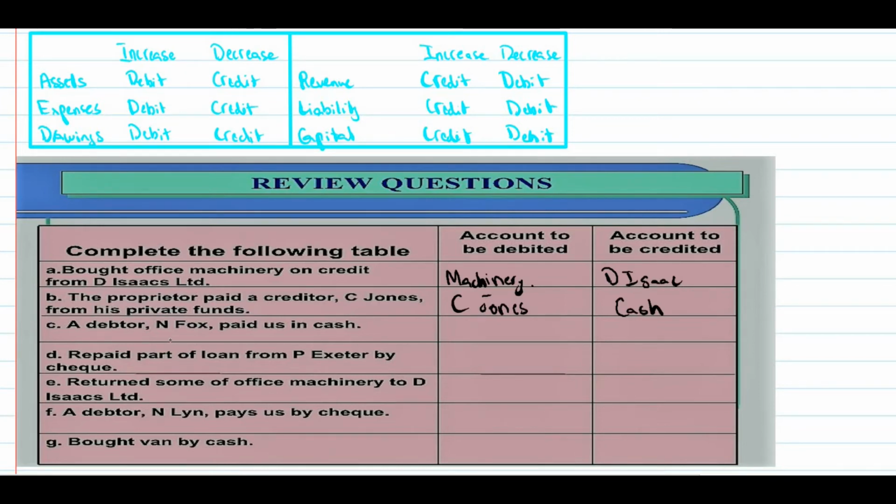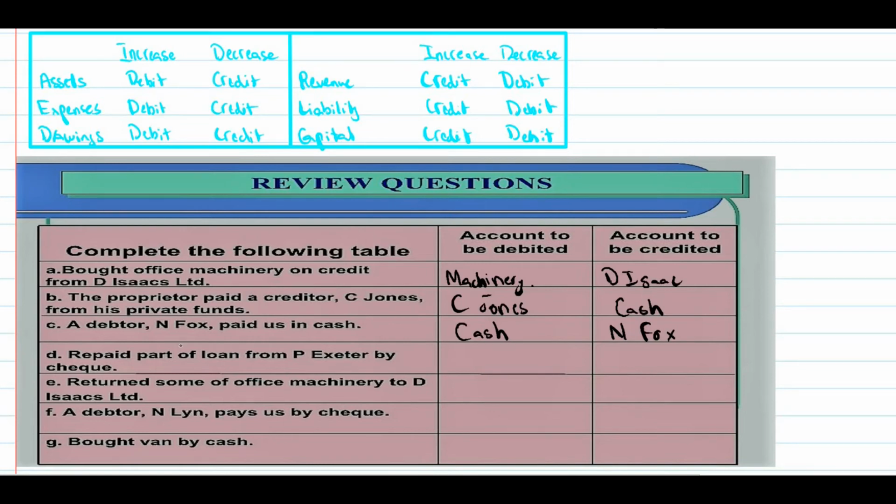Moving on to part C, it says a debtor N. Fox paid us in cash. Now first of all, cash is an asset and cash is increasing, therefore it would be debited. And a debtor N. Fox, a debtor is decreasing, a debtor is an asset, so it would be credited. So N. Fox would be credited.